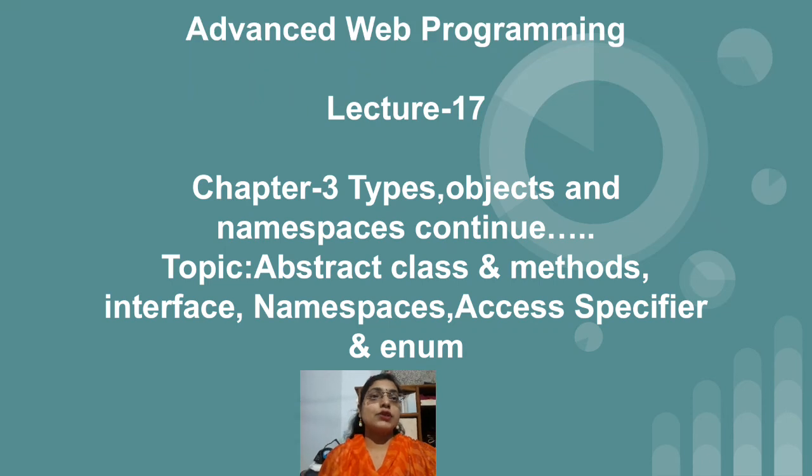Students, again we are going to start with lecture number 17. Our chapter number 3 is not yet completed, so again we are continuing with the same chapter. In today's lecture we are going to learn some topics like abstract class methods, interface, namespaces, access specifiers available in C#, and the enum concept.